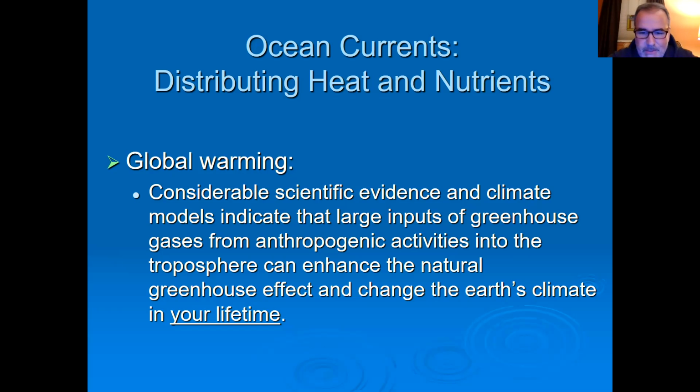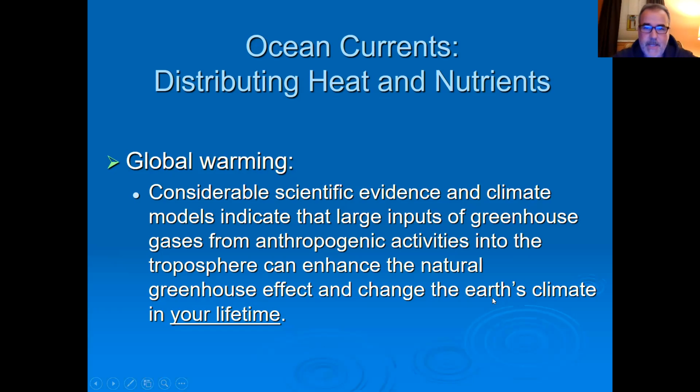But let me just read this to you here. Global warming or climate change: considerable scientific evidence and climate models indicate that large inputs of greenhouse gases from anthropogenic activities. Now, what is anthropogenic? That is a fancy way of saying human-made activities, in particular burning fossil fuels. All right, so again, large inputs of greenhouse gases from anthropogenic activities in the troposphere can enhance the natural greenhouse effect and change the Earth's climate in your lifetime.